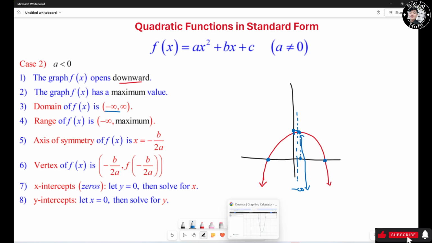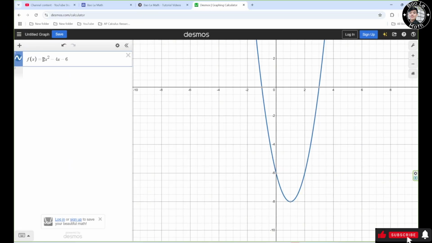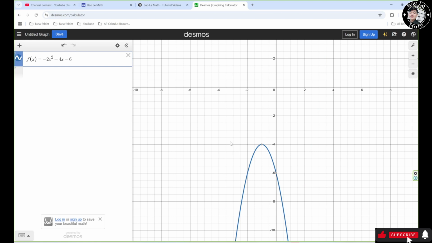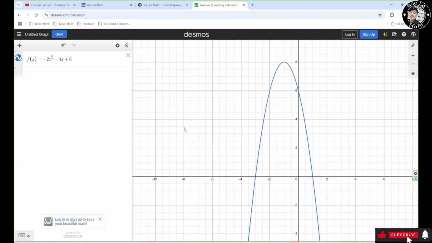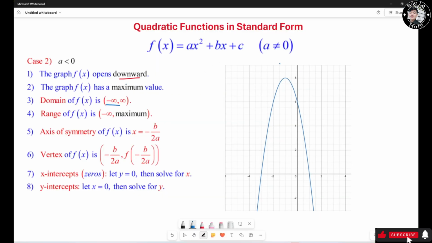Alright, so let's go to this mode to graph the function. If I change this one into negative, it's going to be like this. Alright, so I'm going to add 6 right here. So this is the function y equals negative 2x squared minus 4x plus 6. Now, because a equals negative 2, less than 0, the function opens downward. It's going to be right here.